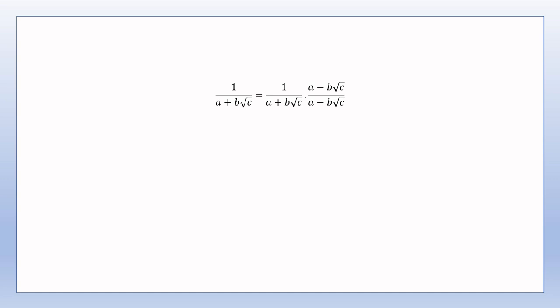1 over a plus b root c is equal to 1 over a plus b root c times a minus b root c over a minus b root c, which is equal to a minus b root c over a plus b root c times a minus b root c, and then expanding out the brackets in the denominator gives that this is equal to a minus b root c over a squared minus b squared c. And since a, b and c are integers, then the denominator a squared minus b squared c must also be an integer and hence rational.